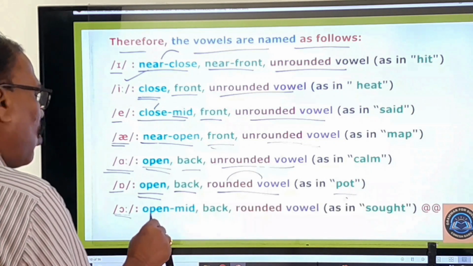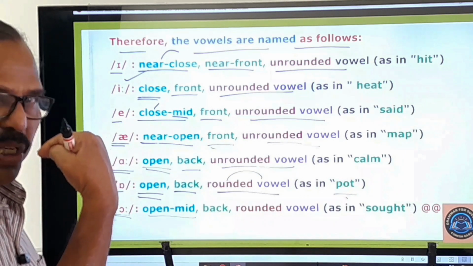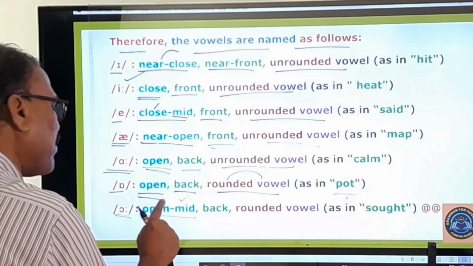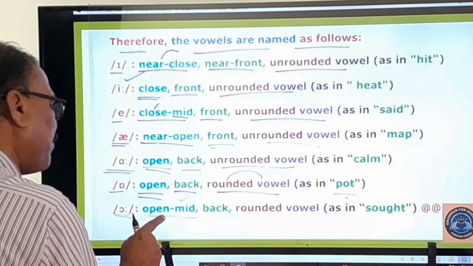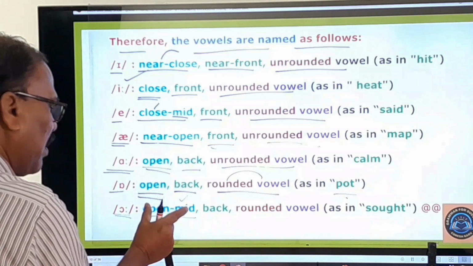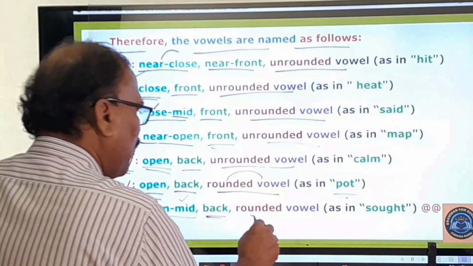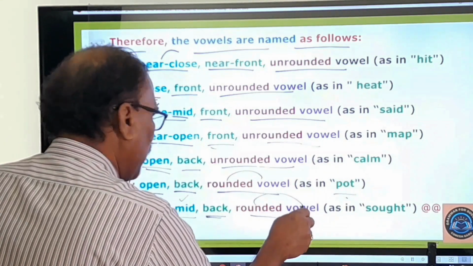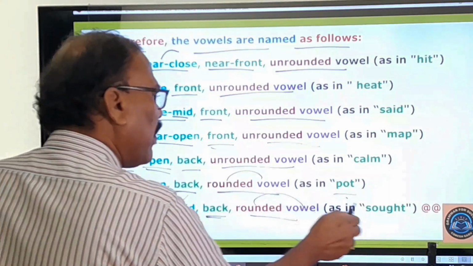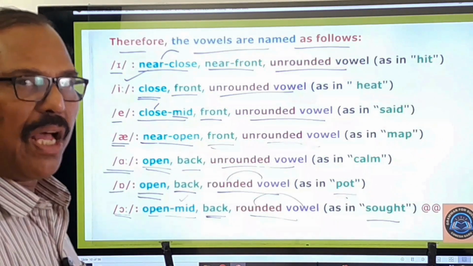And you go to the next one. Open mid means the tongue is positioned a bit low, but it remains in the mid position. It is in the low position, but at the same time it remains in the middle. So the position of the tongue is open mid. In the production of this, the tongue goes back and the lips are rounded. That's why this vowel is called the open mid back rounded vowel, as in salt, out. Now we move on to learn about other things.